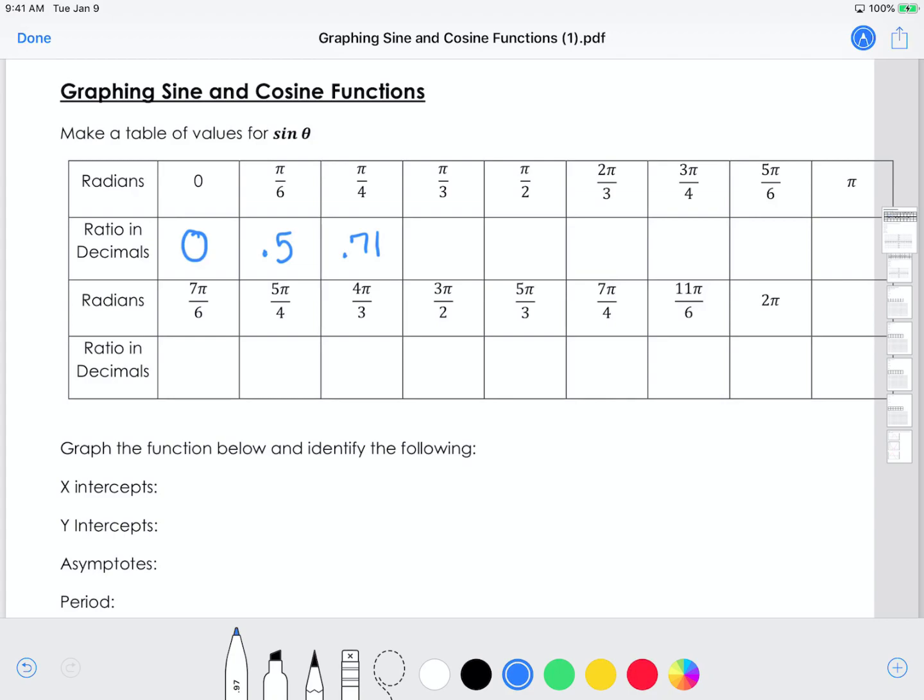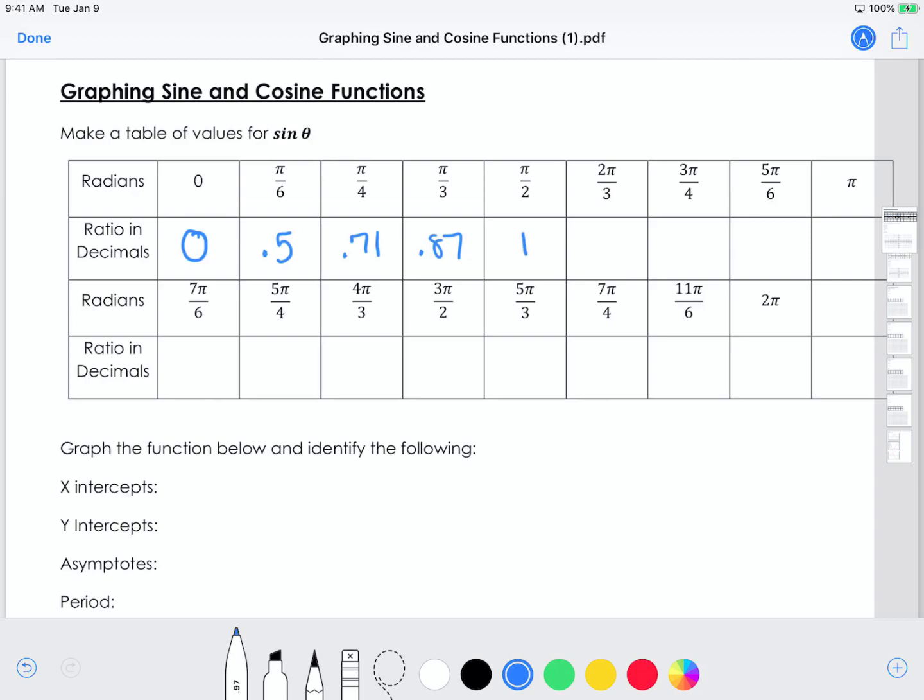And I'm going to go ahead and do this all the way around the circle for each of these radians. I'm going to sweep open, look at the terminal point, and look at the y value of that terminal point because we are trying to make a table for sine. So I'm going to go ahead and finish filling out this chart. At pi over 3, that would be the square root of 3 over 2, which is approximately 0.87. At pi over 2, we would have 1.